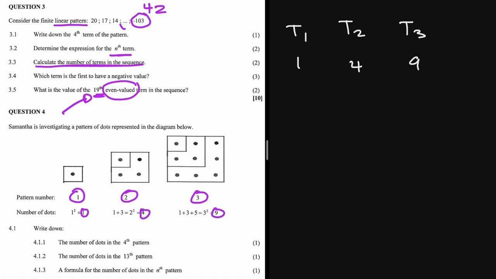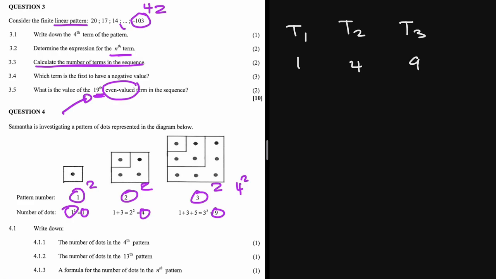For term number 1, we just square term number 1, so 1 squared is 1. For term number 2, we square term number 2, therefore we get 4. For term number 3, we square that. If we want to find the value of term number 4, we say 4 squared, and then we get the value of that. So that is how the pattern goes.